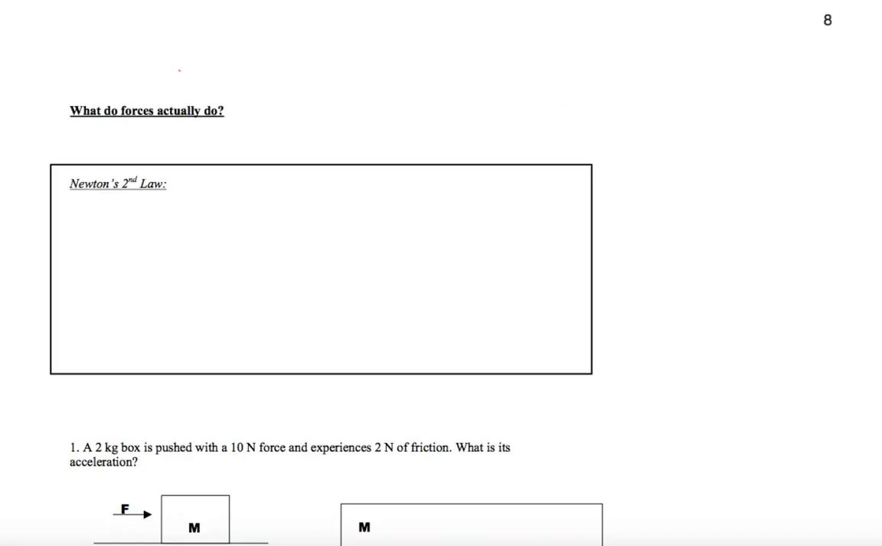So the question we want to ask is, what do forces actually do? We've got our free body diagrams, drawn our forces. What do they do to the object? So the effect of forces is that they make things speed up, slow down, or change direction.